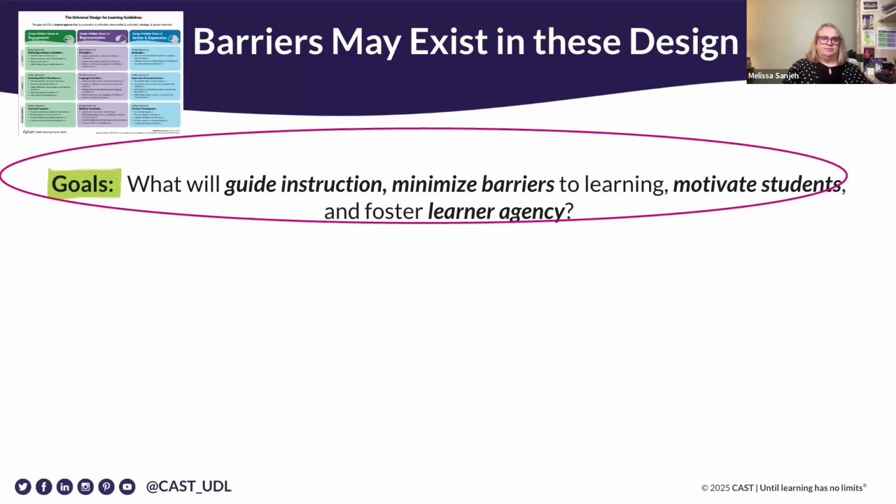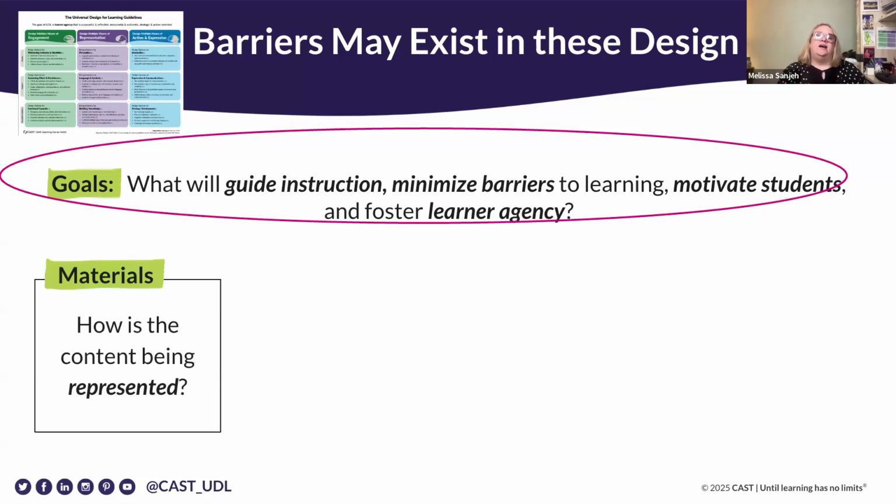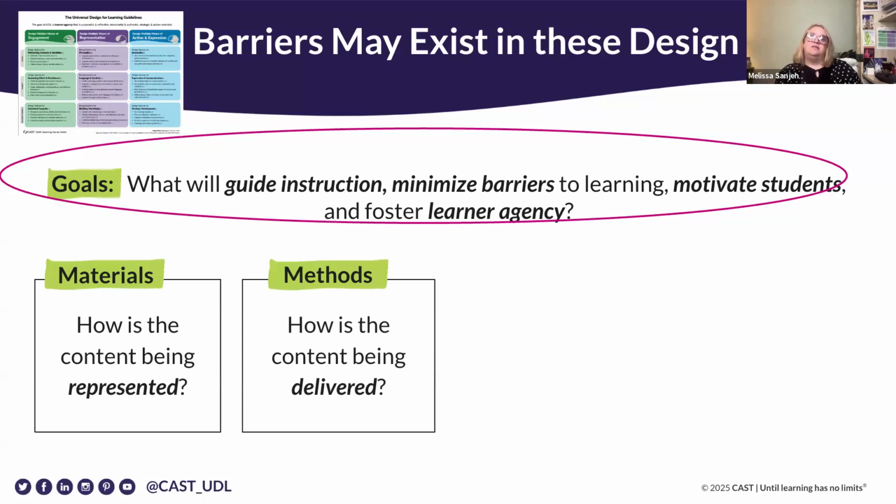And so we look for barriers within each of these dimensions of variability, and we look for them in these design areas. So barriers may exist in goals: what will guide the instruction and minimize barriers to learning, motivate students, and foster learner agency. We can find them in our materials. How is the content being represented? How can students take in information and turn it into usable knowledge? And the methods: how is the content being delivered? Where are the barriers there?